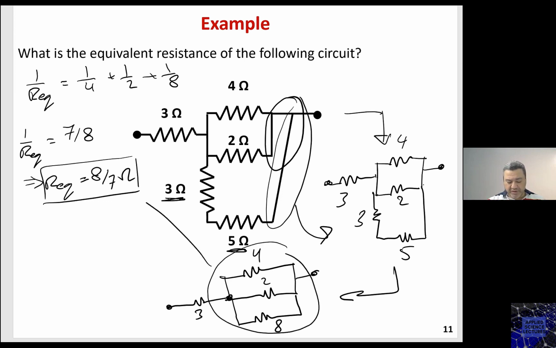So this is the R equivalent for those three resistors. Now after I found this resistor, the R total would be this R equivalent plus 3, and then R total would be 3 plus 8 over 7, and the answer would be 4.14 ohms.